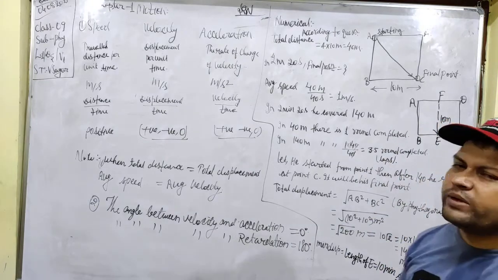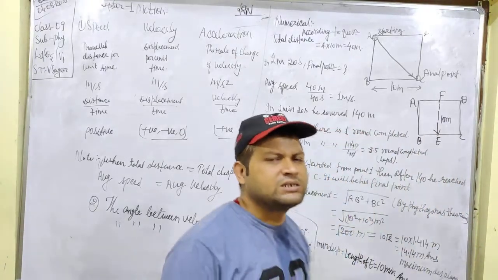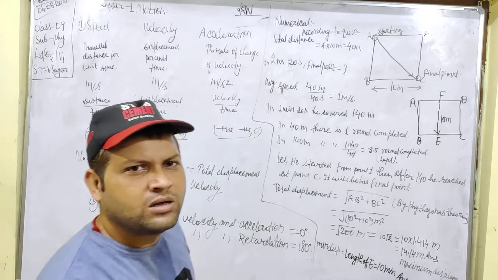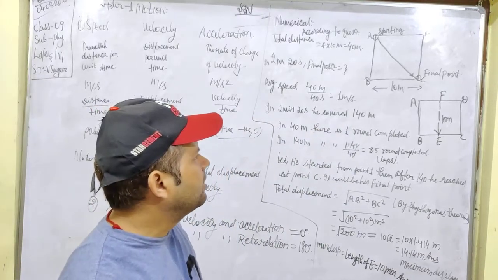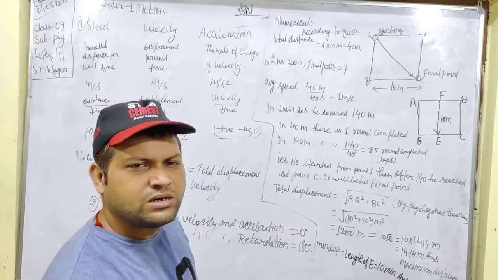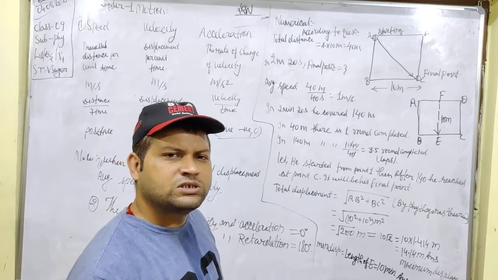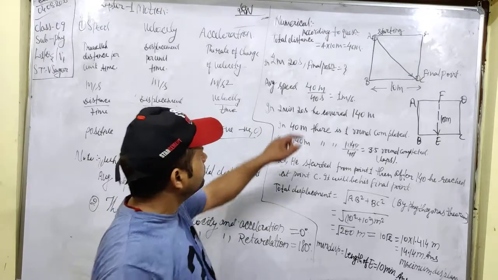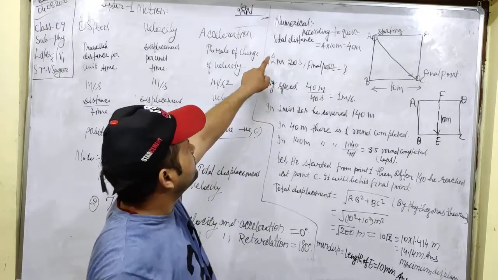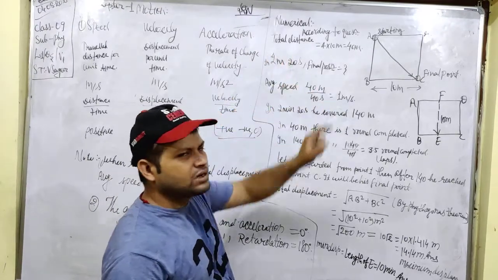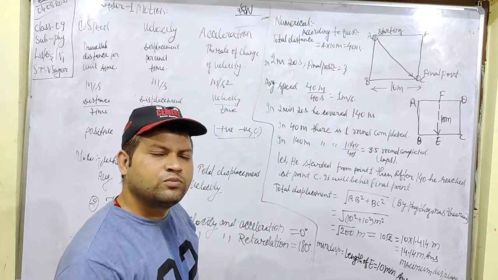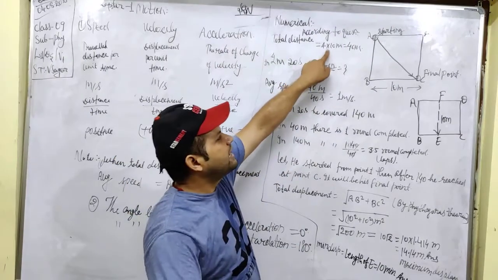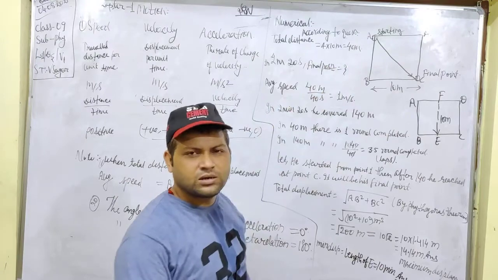In 2 minutes 20 seconds, what is the displacement of the farmer along a square field whose side is 10 meter? Understood? So we know that the perimeter of a square is equal to 4 into side, which is equal to 40 meter. Understood?